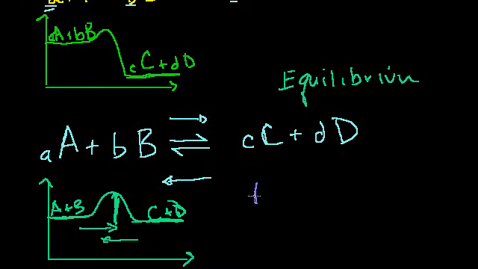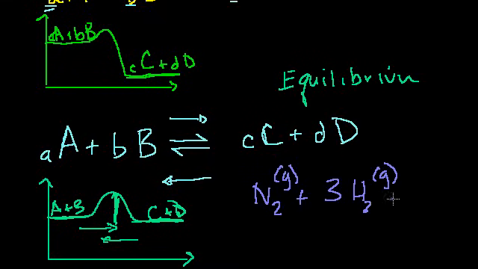I could write nitrogen gas plus 3 hydrogen gases. And these are all in gas form, so I could put a little g in parentheses. Results in, actually, it's an equilibrium reaction, and it produces 2 moles of ammonia. It's called the Haber process. We could talk about that in another video.